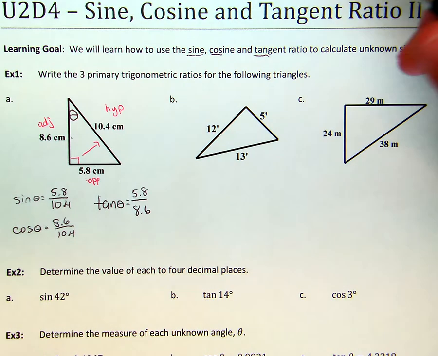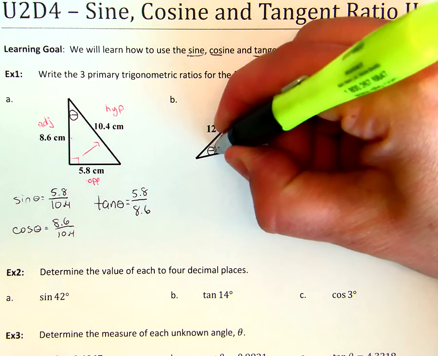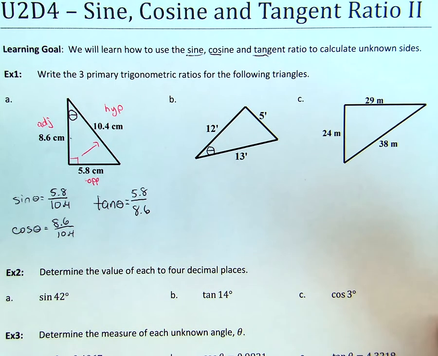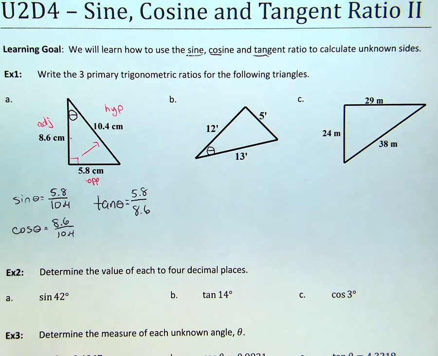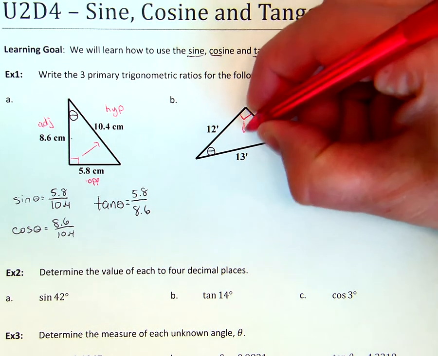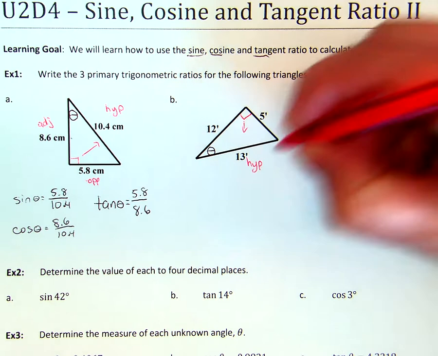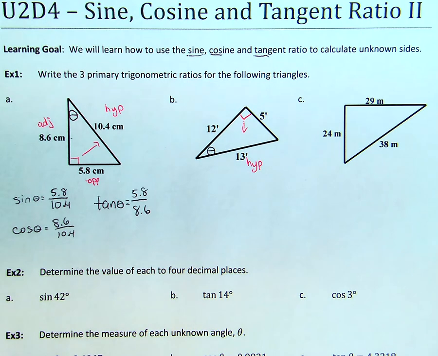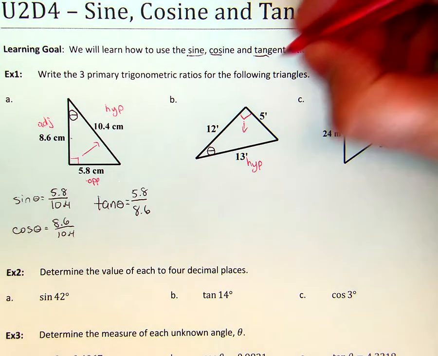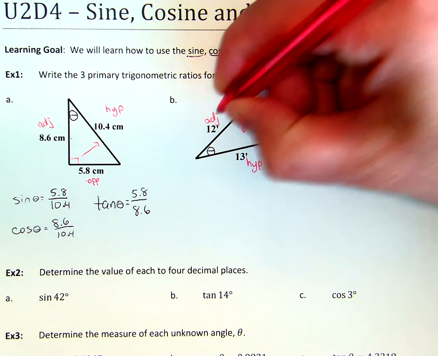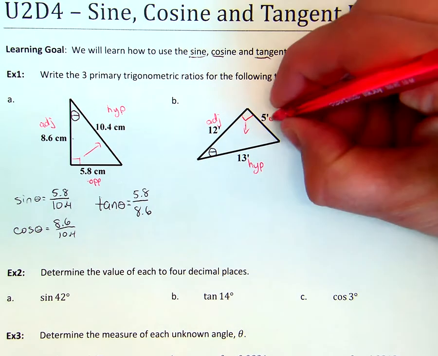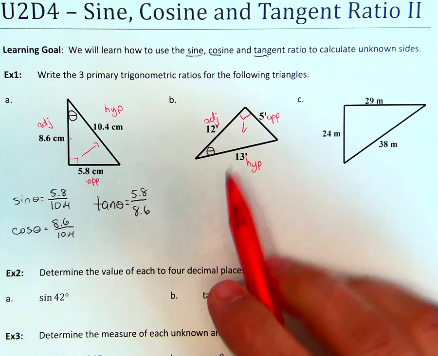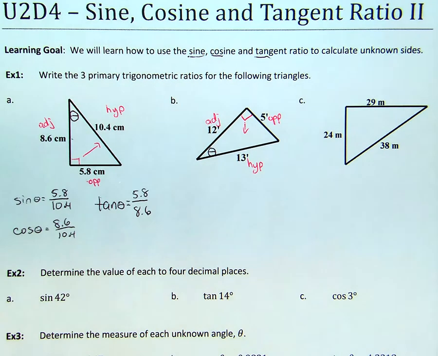So for the next one, for B, let's put the theta here, and we'll do the same thing. We start off by labeling the hypotenuse first, always the hypotenuse first. The hypotenuse is across from the right angle, so this is the hypotenuse, where the 13 is. Beside the theta is the adjacent, so this is adjacent. The 12 is adjacent, and the 5 would be on the opposite side of the triangle, so that's the opposite. And we're always looking at the theta when we're figuring which one's the opposite and which one's the adjacent.